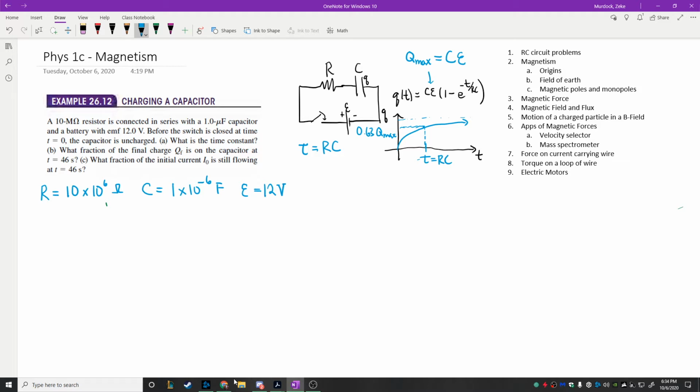Before the switch is closed at time equal to 0, so this is usually how this is done, the switch is closed at t equal to 0. The capacitor starts off uncharged. We want to find what is the time constant, and then what fraction of the final charge is on the capacitor at this time, and then what fraction of the initial current is still flowing at this time.